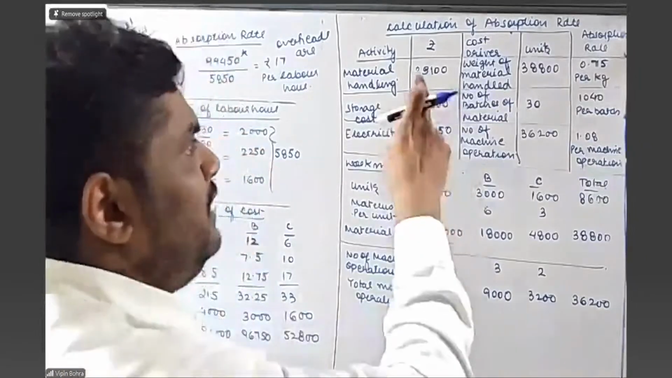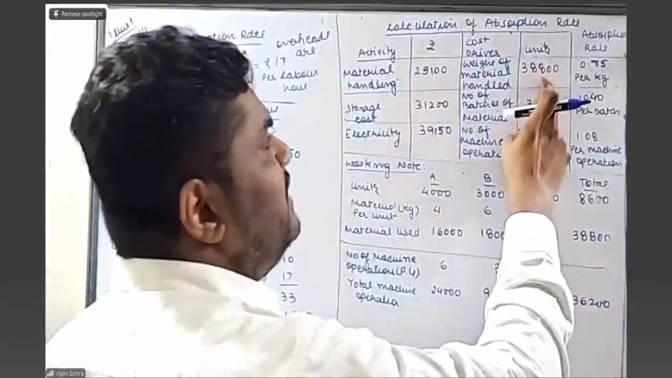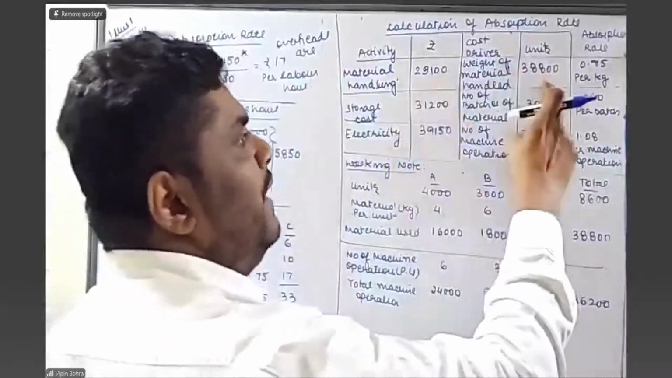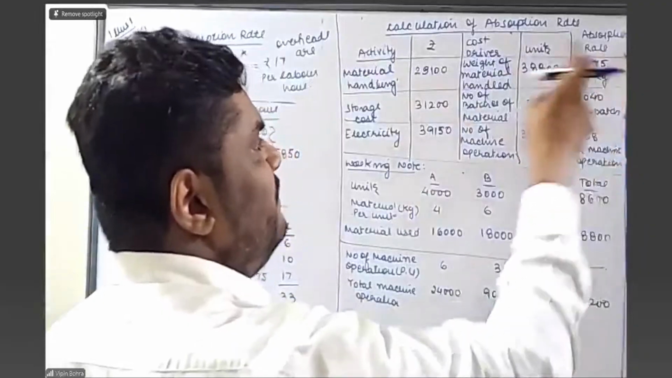How did we get the absorption rate? 29,100 divided by 38,800. See, this is the amount divided by units. This is how I got 0.75 per kg.